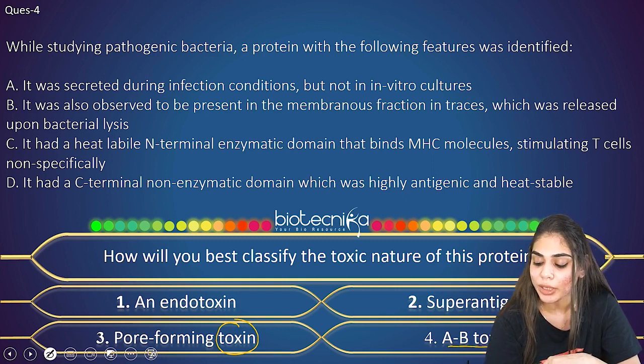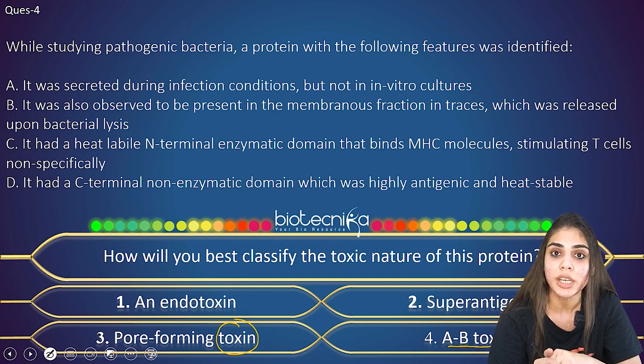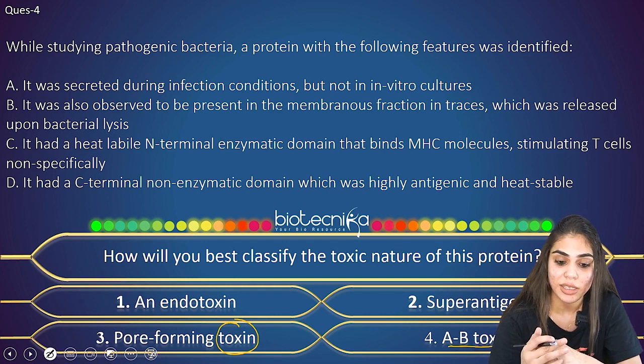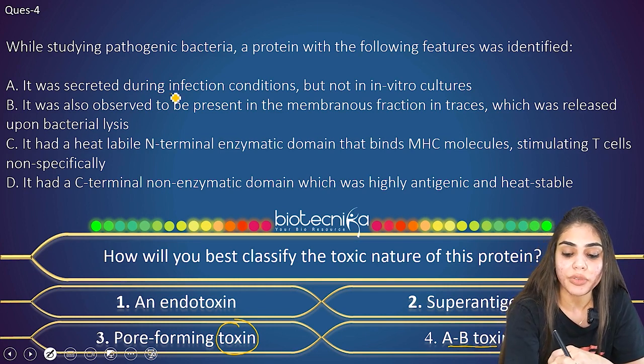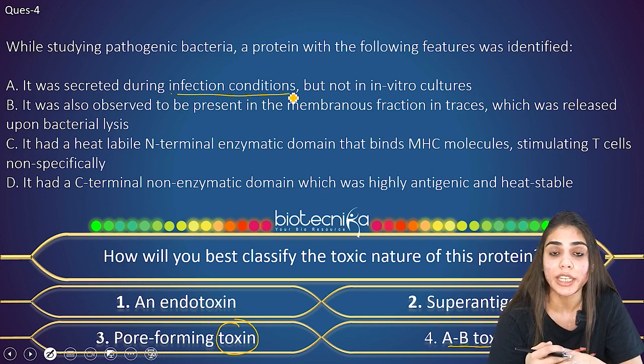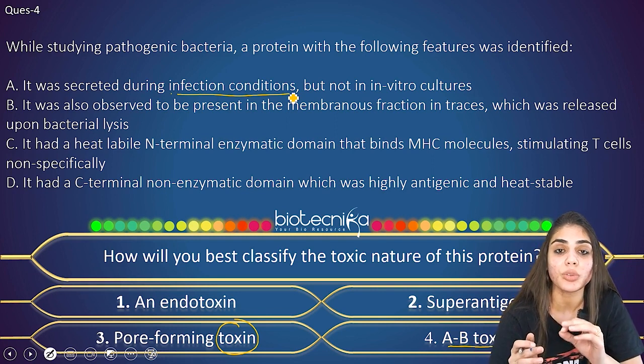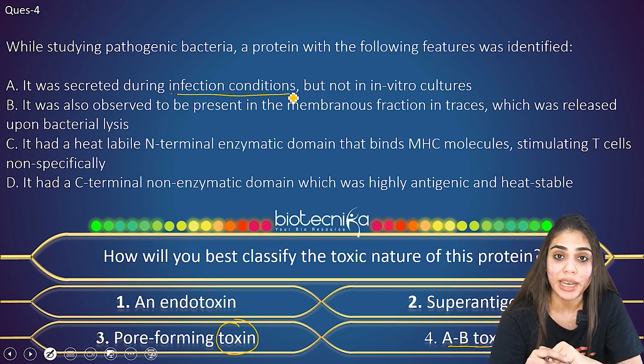And also AB toxin. AB toxin is responsible for causing cholera, pertussis, and diphtheria diseases. So it was secreted during infection conditions. So we cannot pick any option as the right answer through this statement. Let's come to the next statement.